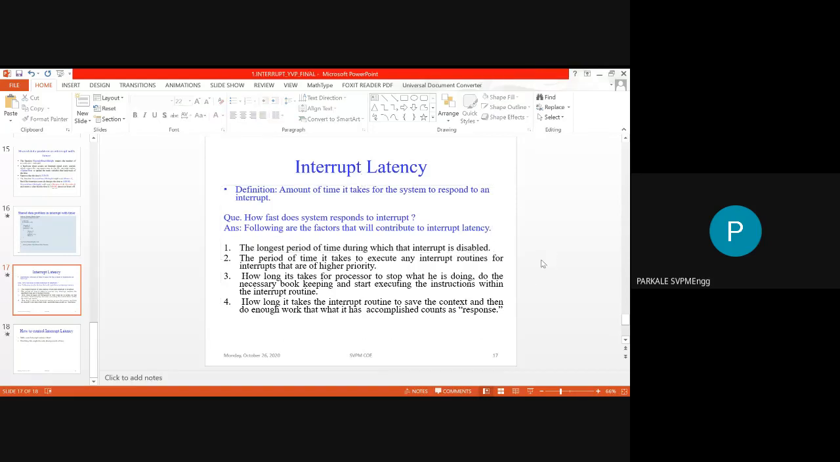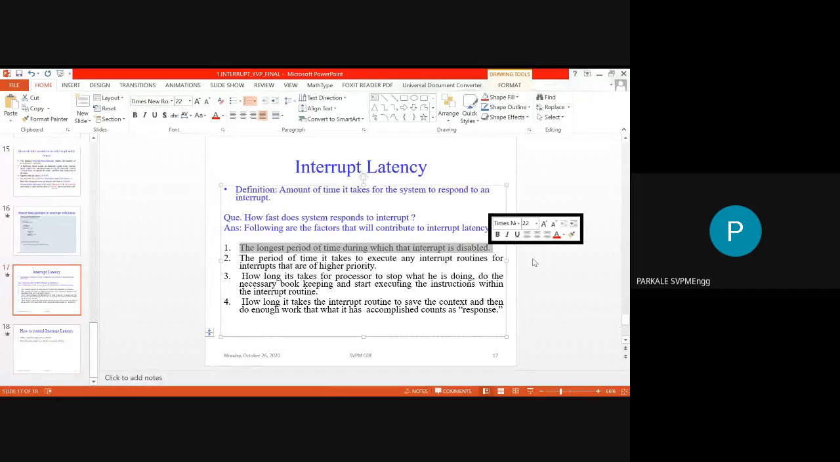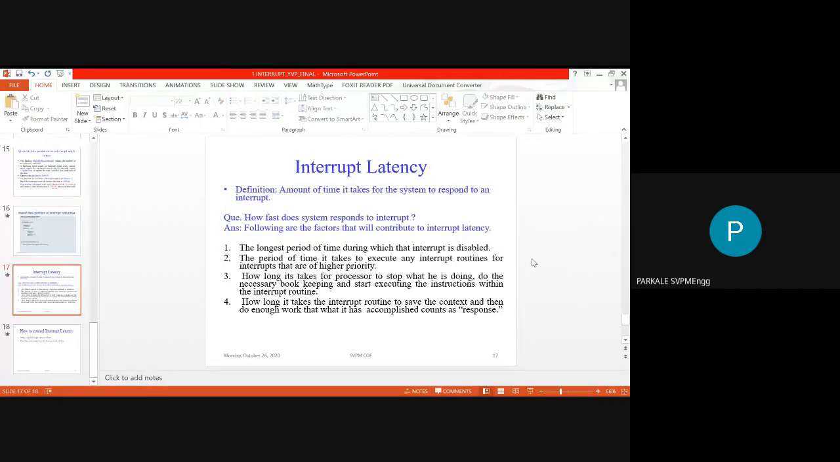For example, someone has asked me for service at 9:35, but I have not given the service to that person. I will give the service only after 10:30. So this is the longest period of time during which that interrupt is disabled. I have disabled that interrupt for 1 hour. This is the first parameter that contributes to the interrupt latency.